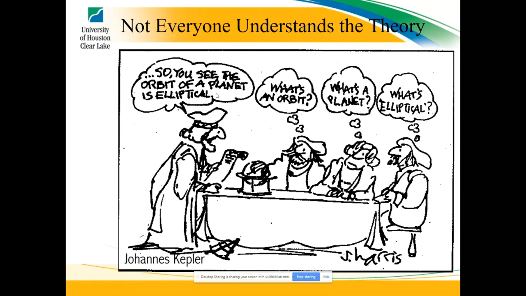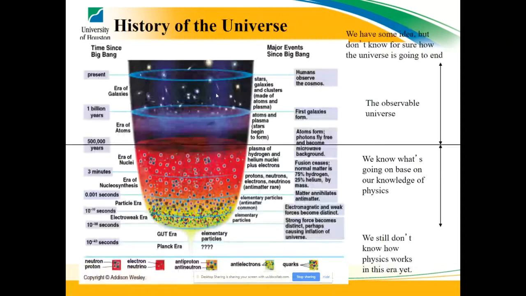So, of course, not everybody understands what the theory is. As Johannes kept saying, you see the orbit of a planet is elliptical. And the first guy asks, what's an orbit? The second guy asks, what's a planet? And the third guy asks, what's elliptical? So this is also the usual problem when you're trying to communicate science.